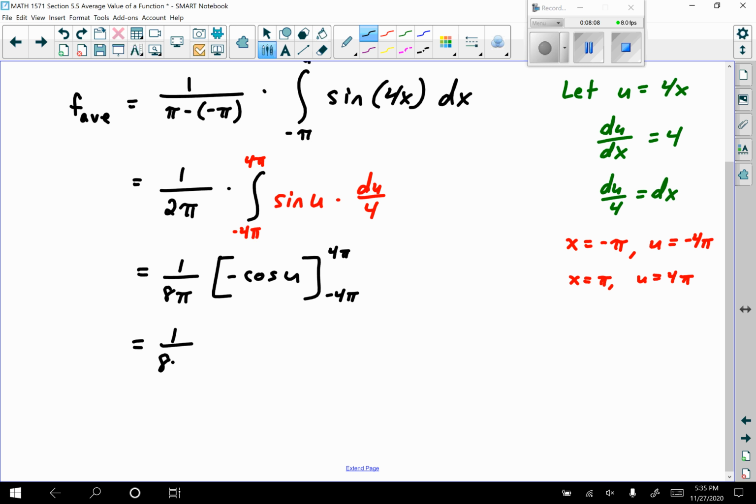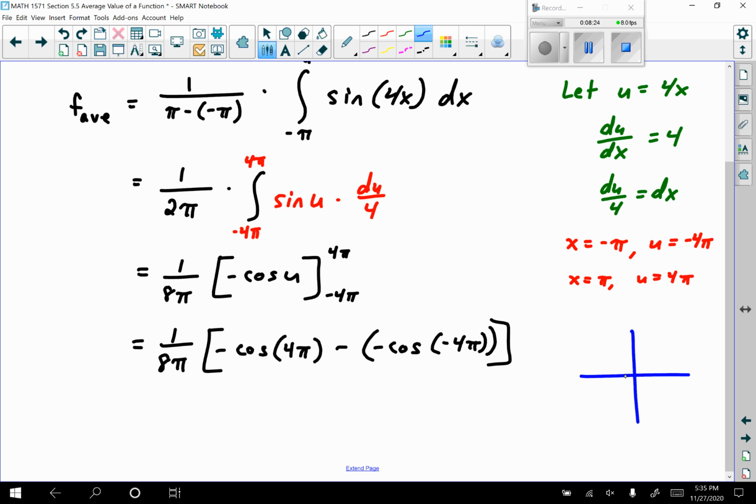So we're going to get 1 over 8 pi times negative cosine of 4 pi minus a negative cosine of -4 pi. Just to indicate what 4 pi is, if we go around the unit circle, we start at 0. When we make one full rotation, that's 2 pi. If we go around again, we would be at another 2 pi, or 4 pi. So we're still looking at the ordered pair 1, 0 right here. 2 pi, 4 pi, 6 pi would all bring us back to this point at 1, 0. So cosine is going to be a 1.